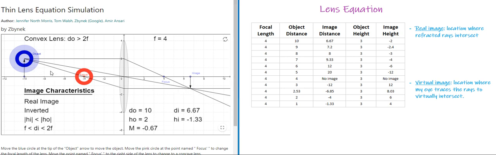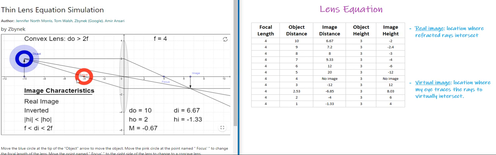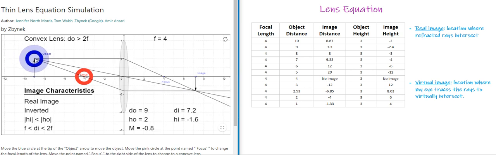So let's just get our bearings here. We have an object, here it's an arrow, and we can move this object around. We can move it closer to the lens, or we could move it further away from the lens. The image forms over here where light rays that have refracted through the lens intercept. So let's take a look at this.